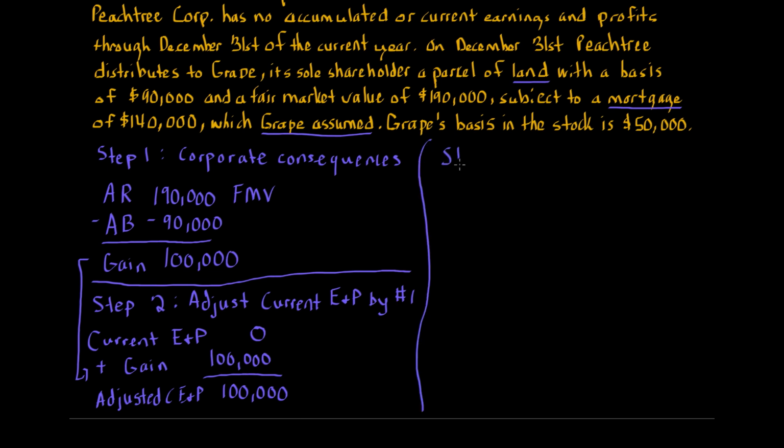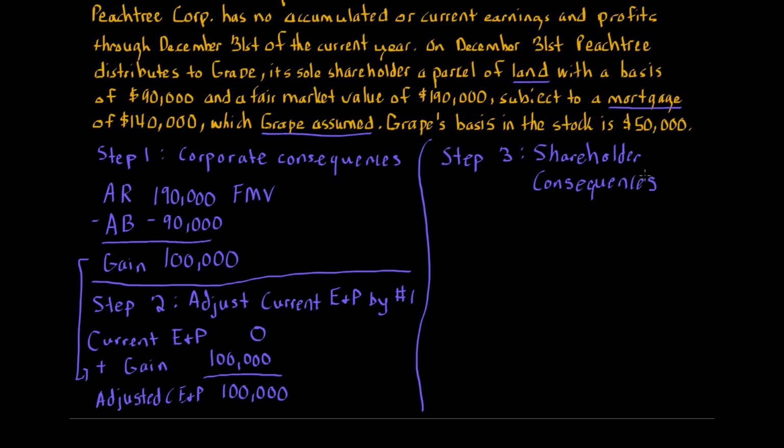So step 3, following along with our checklist, is we look at the consequences to the shareholder. The shareholder here is Grape. That's why I use the purple color, because of the grape. And remember, when we do the shareholder consequences, we always follow the 3-part waterfall. First, we look at the dividend to the extent of earnings and profits. Second, anything beyond that is considered return of capital to the extent of basis, which the basis here is given as $50,000. And finally, third, we have capital gain distribution for the rest.